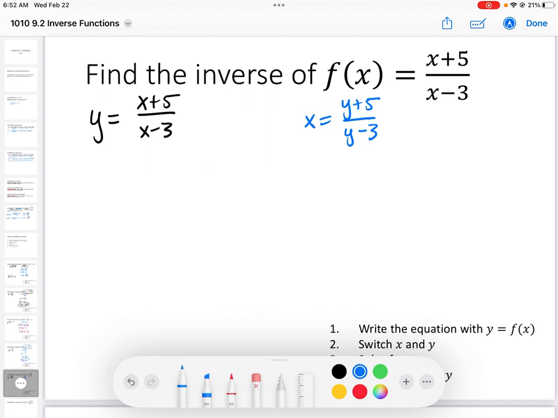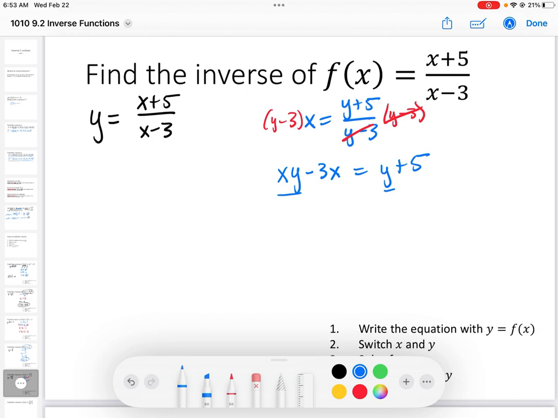And so what I'm going to do is multiply both sides by y minus 3. So if I multiply by y minus 3 on both sides, that will cancel out my fraction, which will make this easier to work with. And that will give me x times (y minus 3) equals y plus 5. So this is nice because I don't have a fraction anymore, but I still have two different y's.